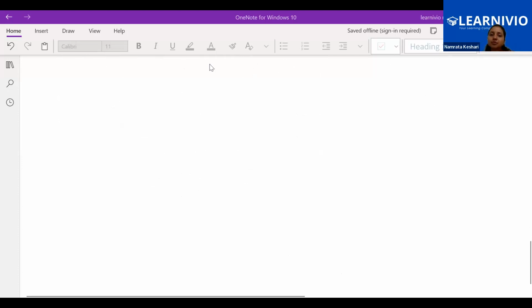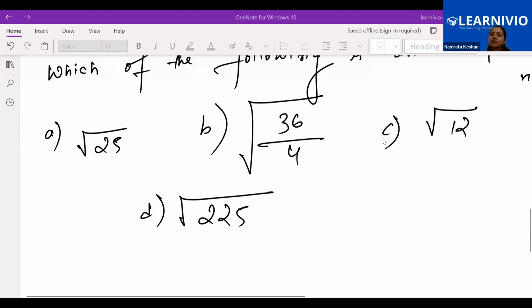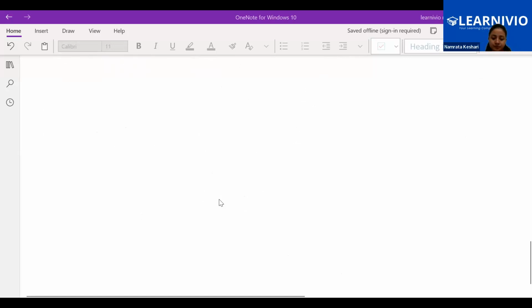Anyone having any confusion over here? Anyone? No, ma'am. Okay, let's continue. Let's do the factorization of this one.